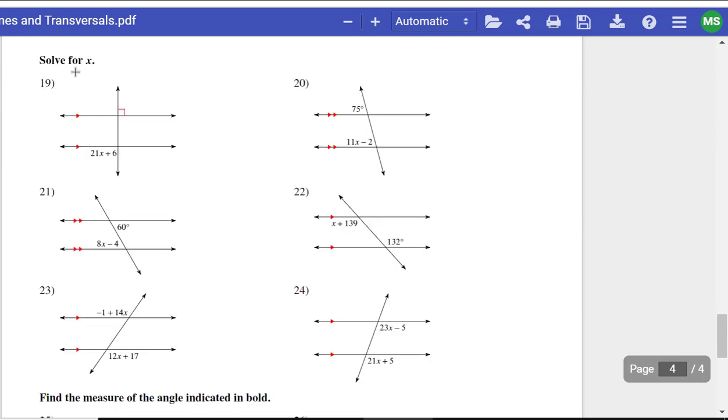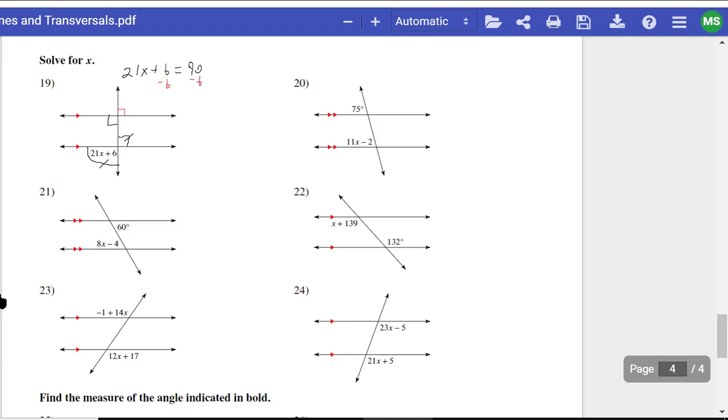So solve for x. If I know that this is 90 degrees, then I know that this is 90 degrees. Then I know that this is 90 degrees because of, no, not vertical angles, alternate interior angles. And then I know, hey look, this and this are true. So now I'm going to be making equations. I'm going to see that this is 21x plus 6 equals 90 degrees. And then I can just start solving for x.